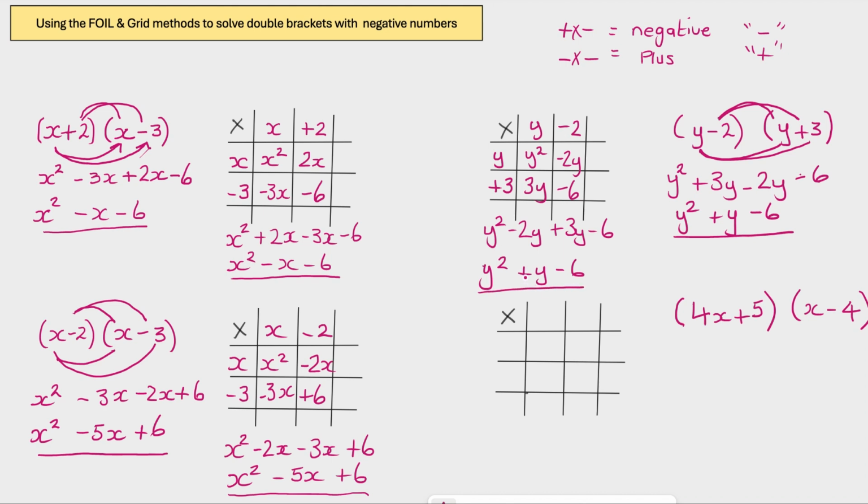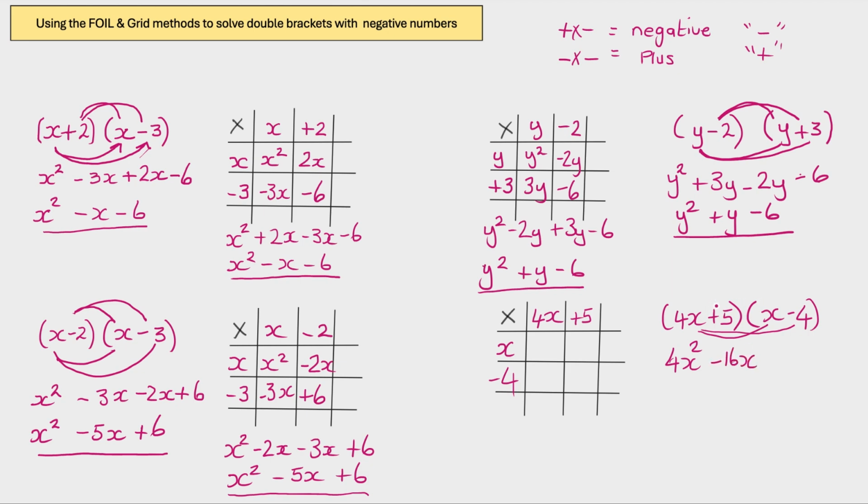Same again. Now this one's a little bit more different, but exactly the same concept. So we've got 4x times x is 4x squared. 4x times minus 4 is minus 16x. 5 times x is plus 5x. 5 times minus 4 is minus 20. Collect like terms and simplify. So we've got 4x squared minus 11x minus 20. There we go.